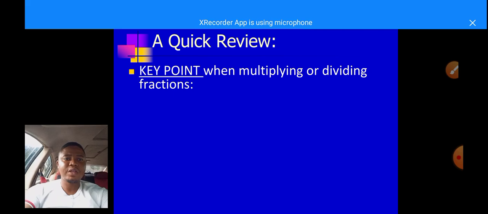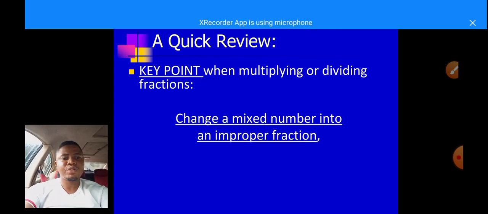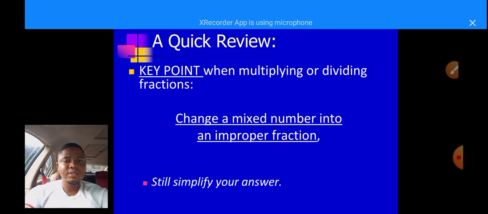Now, let's quickly review this. The key point here is that when multiplying or dividing fractions, change a mixed number into an improper fraction. If you have a mixed number and you want to multiply or divide fractions, the first thing to do is to change that mixed number into an improper fraction, and you simplify your answer.